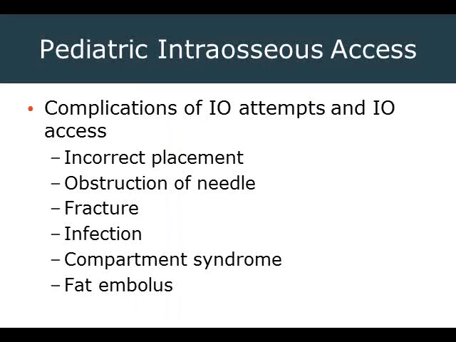So, some potential complications of I.O. attempts and access. We can get incorrect placement. It's not common. As long as you find a nice landmark there, it's fairly easy to get it placed. Just be cautious of finding the right landmarks. Occasionally you'll also get an obstruction of the needle. In most cases though, if you are using the needles as supplied, there's a trocar in there that should keep it from becoming obstructed.